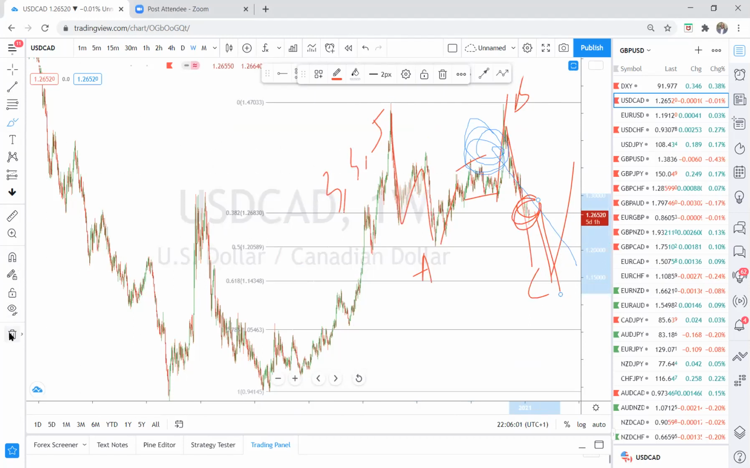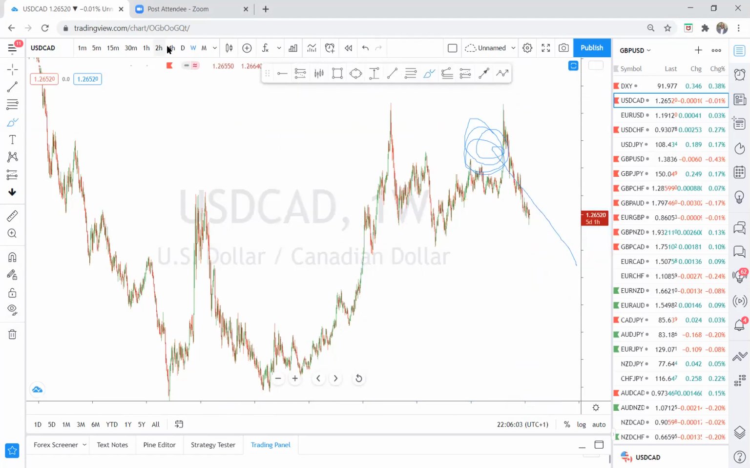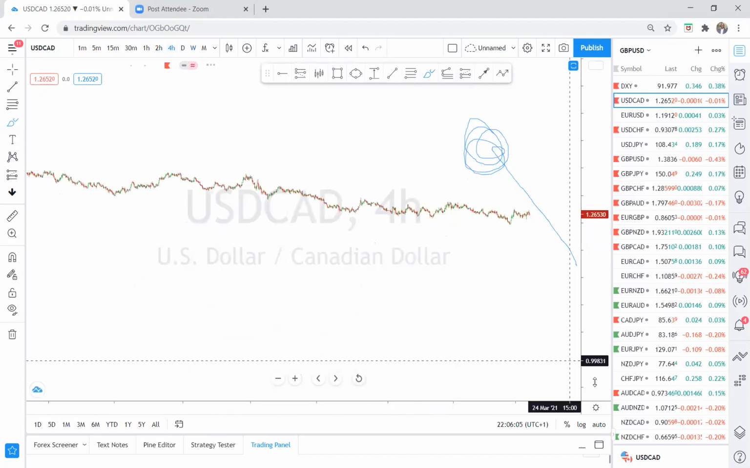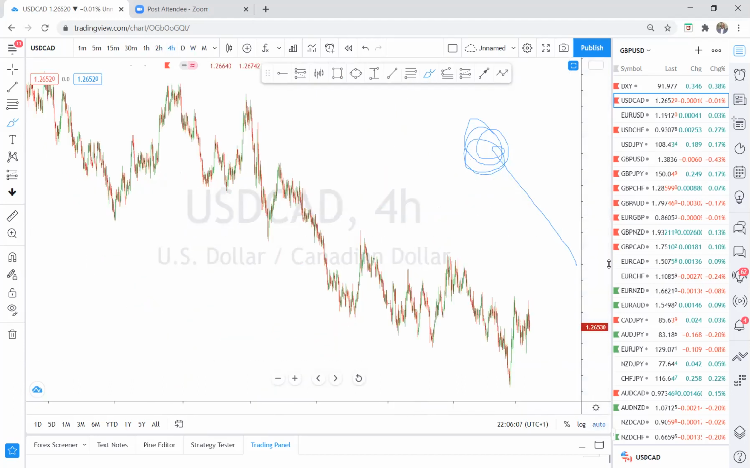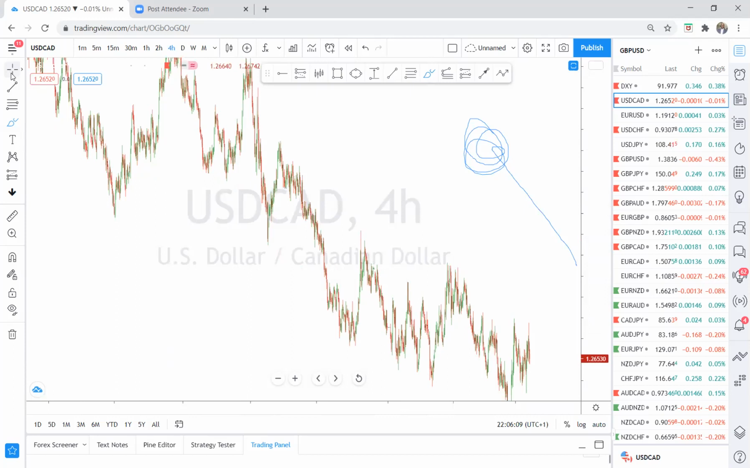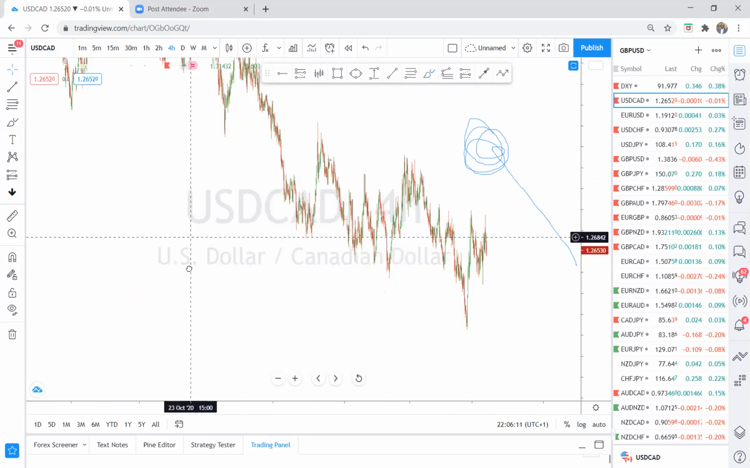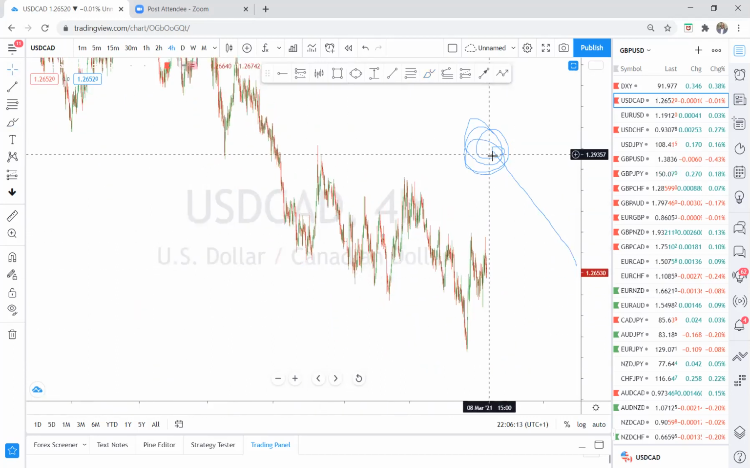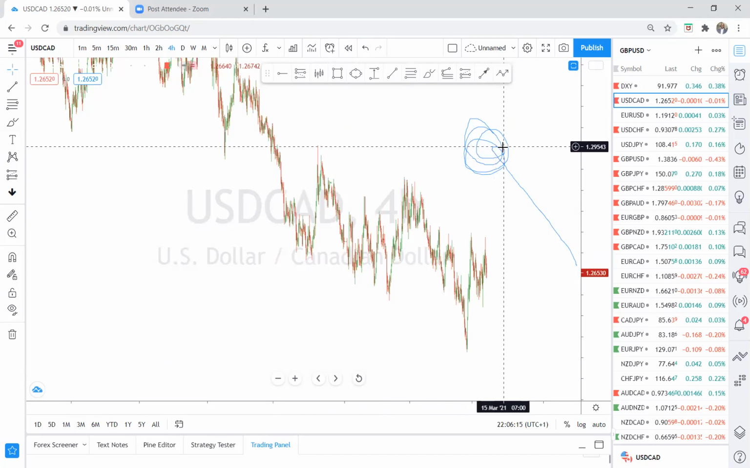And that is a correction that I want us to have a look at in 4 hours. I want us to have a look at that corrective structure in 4 hours. You will see that the correction we're talking about is building up at this level, guys. I want us to have a look at it.